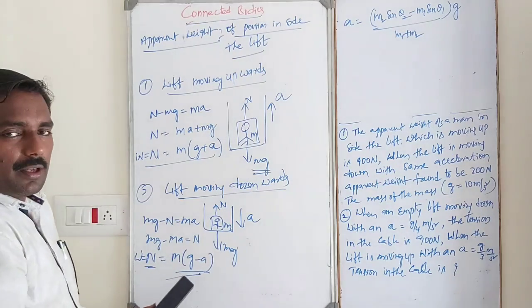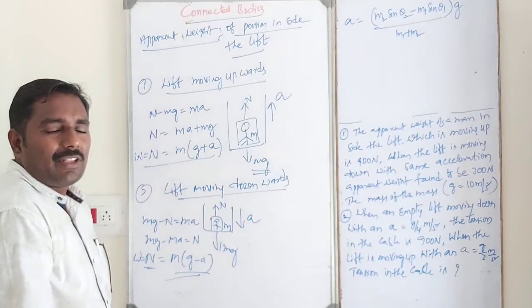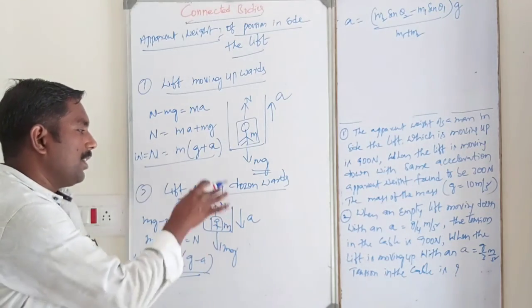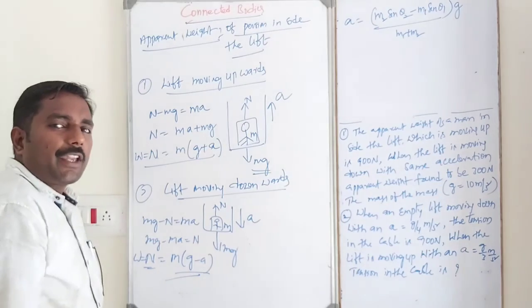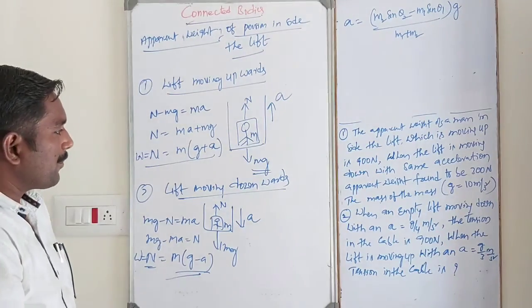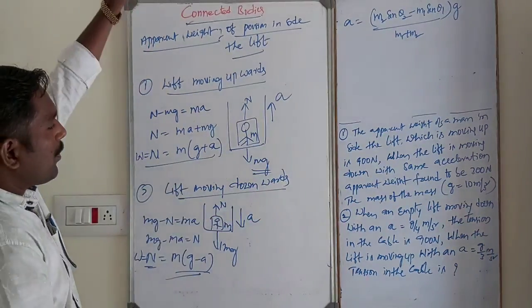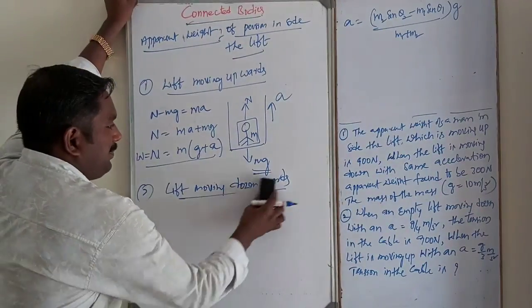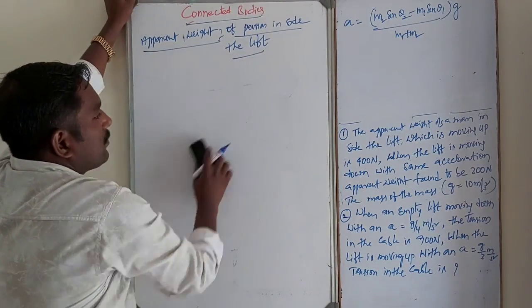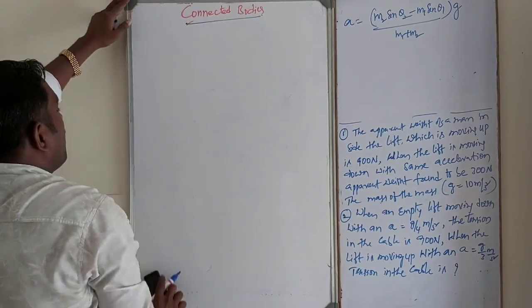In this case, the apparent weight is smaller than the actual weight. He feels weightlessness when the person is moving in the downward direction. Suppose the weight of the person is 60 kg and the lift is moving downwards, he feels 55 kg, because the acceleration term is subtracted. So whether the lift is moving upwards or downwards, there is one problem about the lift: how to find out the apparent weight.